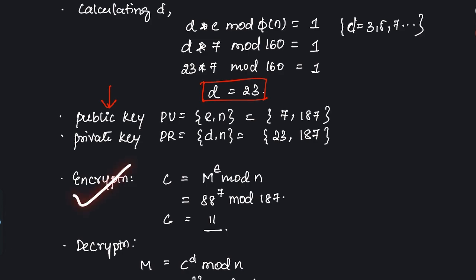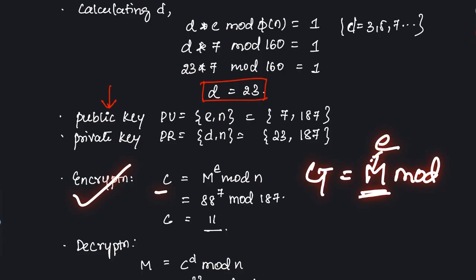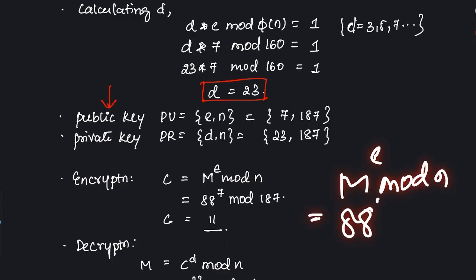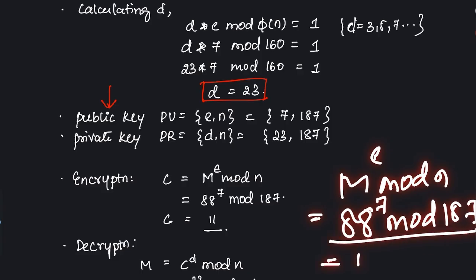So for encryption, in order to get the ciphertext, I'll be taking the plain text M to the power E, where E here is the public key, mod N. So here M is 88 power 7 mod 187. So if I solve this, I would get 11. So I've got 11 as the cipher text.